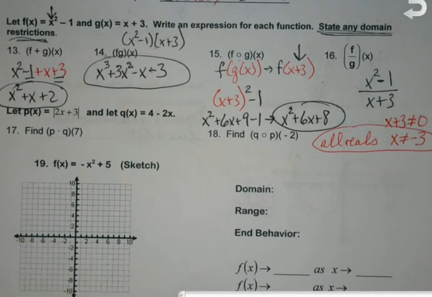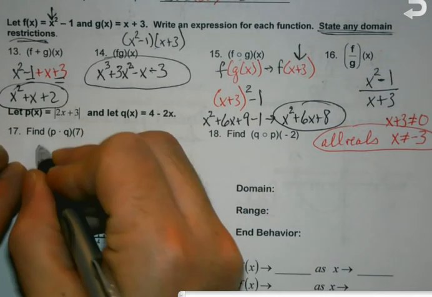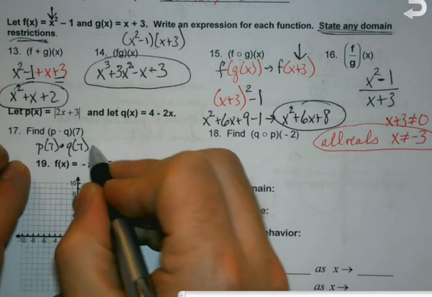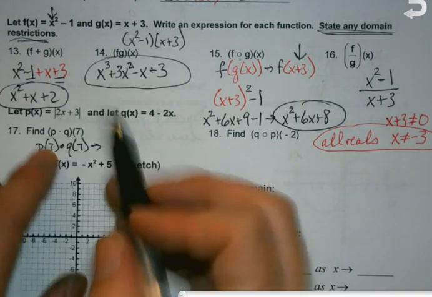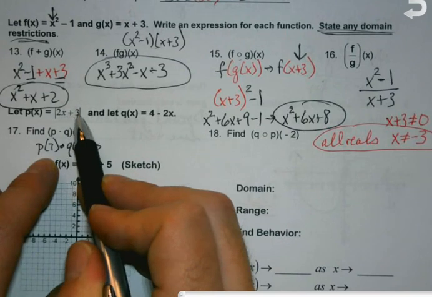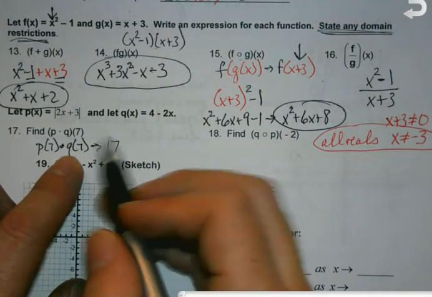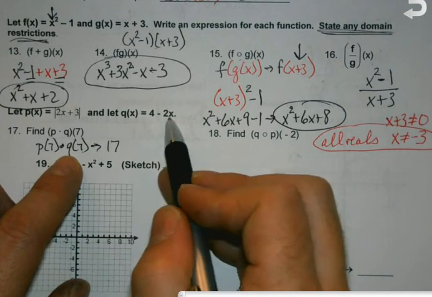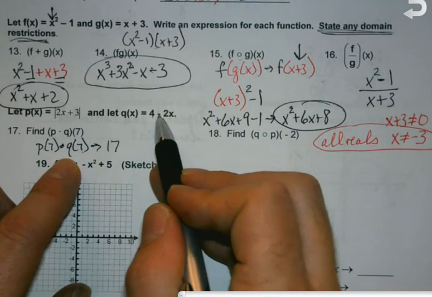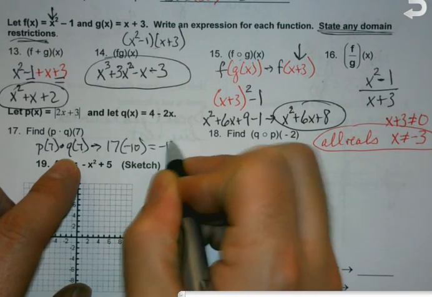Slowly sneaking our way up here. Find p times q of 7. In other words, what's p of 7 times q of 7? Just plug them in. Okay, p of 7: 2 times 7 is 14, plus 3 is 17. The absolute value is still 17. Q of 7, plug it in here: 2 times 7 is 14, 4 minus 14 is negative 10. Just multiply them together.